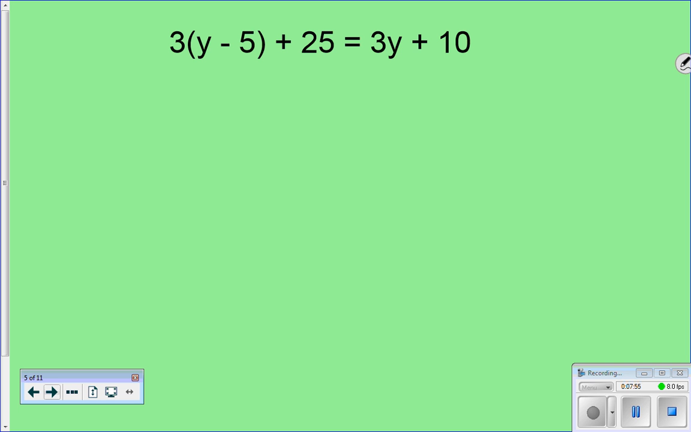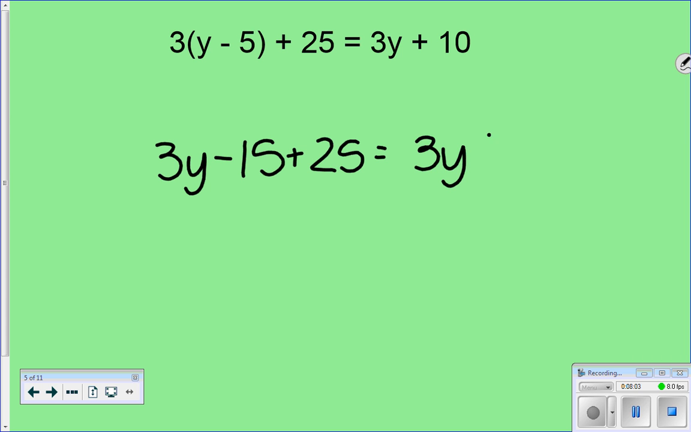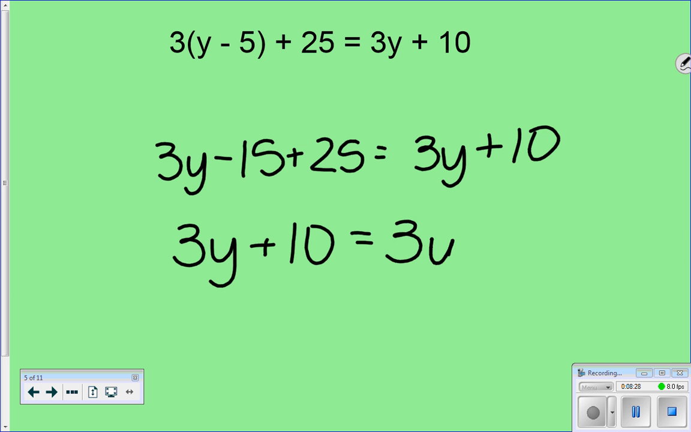Okay, so first thing I'm going to do, distribute, so I get 3y minus 15 plus 25 equals 3y plus 10. Now some of you are like, I don't know what to do next because I have this over here. Put together what you can put together. Can we put together something on that side? Okay, so we know we have negative 15 plus 25. What's negative 15 plus 25? 10. Okay, so then it's going to look like this. See how that worked like that?